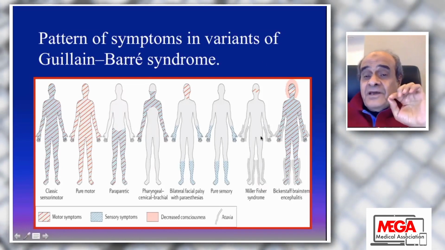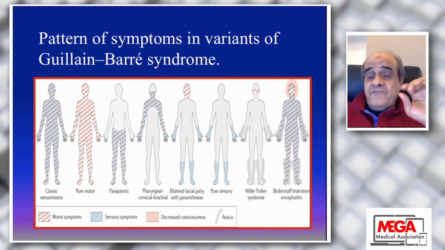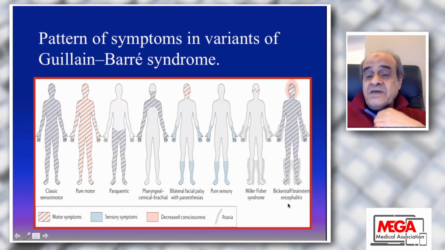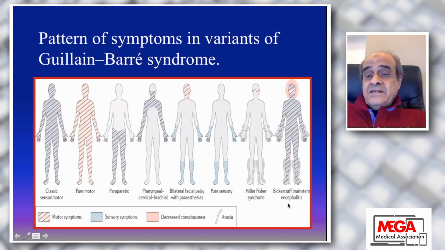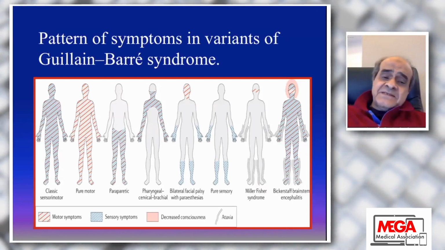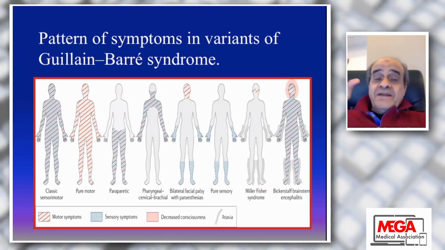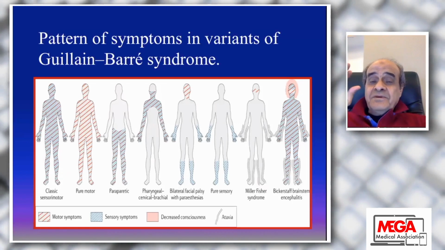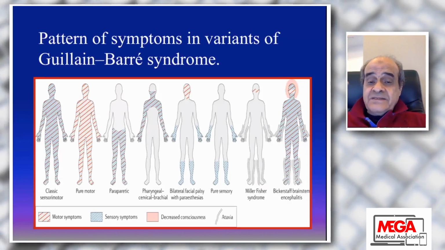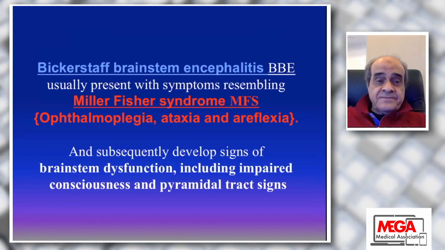If the patient loses consciousness, becomes drowsy, or has affected consciousness or poor concentration, it will be Bickerstaff brainstem encephalitis, and the pyramidal area or the brainstem area will be affected. This is a simplified figure to show you that Guillain-Barré syndrome is not a distinct entity and is not easy in its diagnosis. There are overlapping symptoms and signs, so its diagnosis may be difficult in some cases.